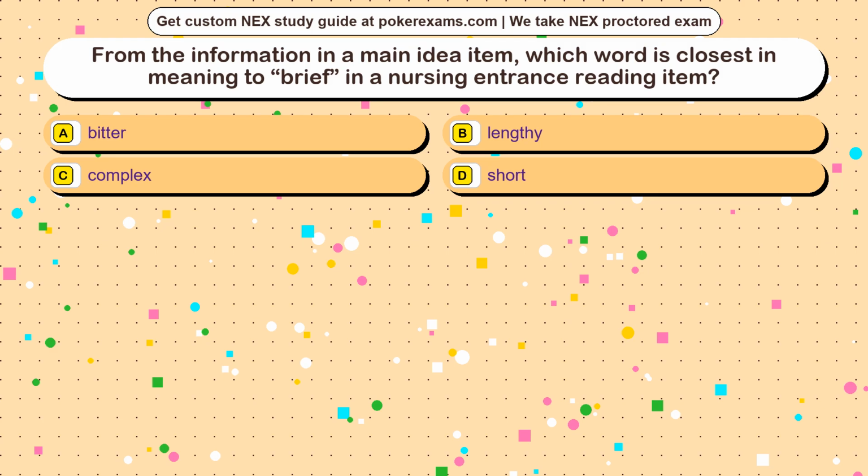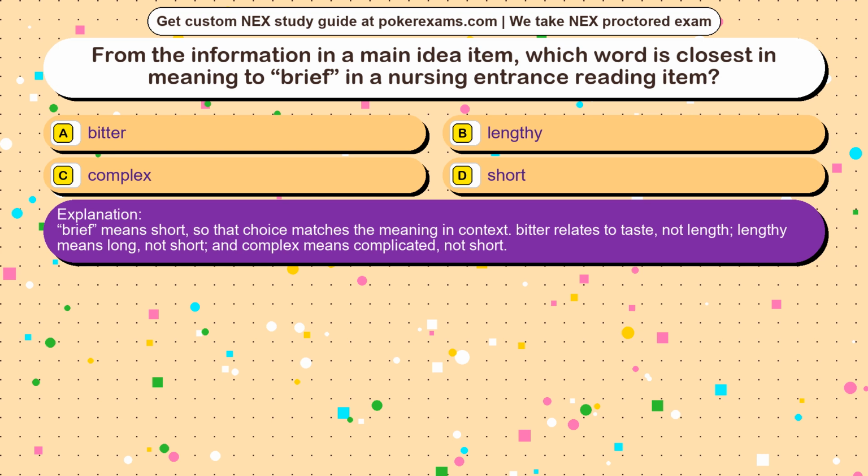The correct answer is option. Brief means short, so that choice matches the meaning in context. Bitter relates to taste, not length. Lengthy means long, not short, and complex means complicated, not short.